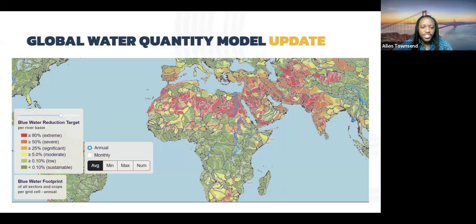So first, as I alluded to earlier, we do have a global water quantity model that is prescribed for the global model currently in version 1.1. We've worked with Rick Hogaboom and the team at Water Footprint Network to update this data set. Next slide.